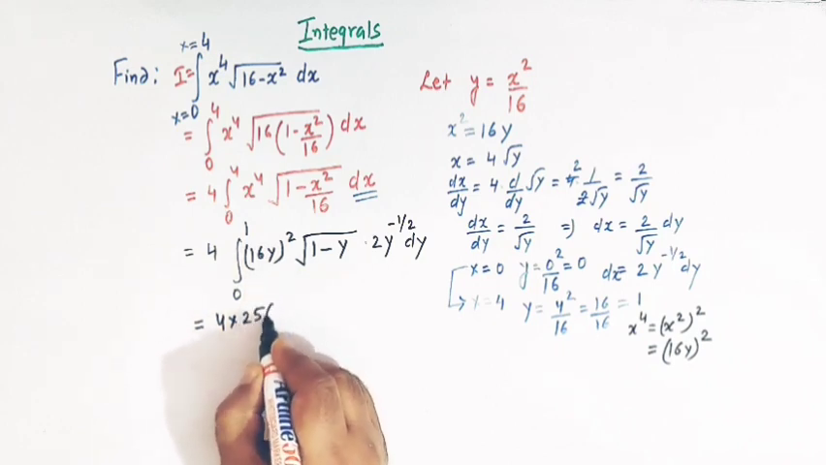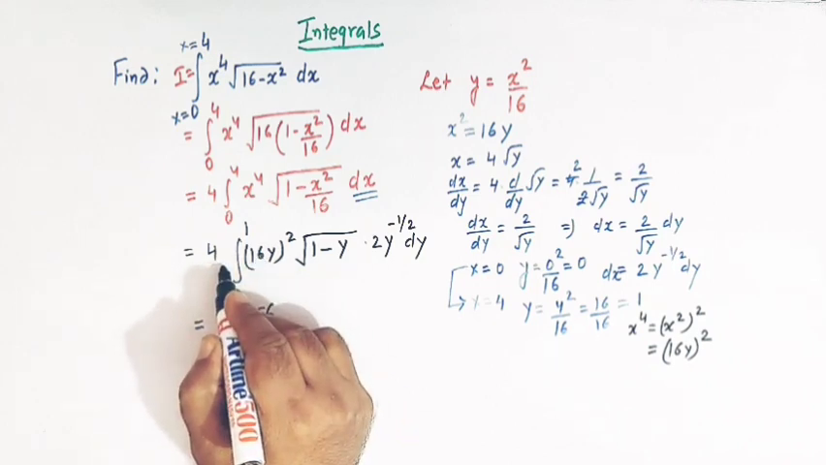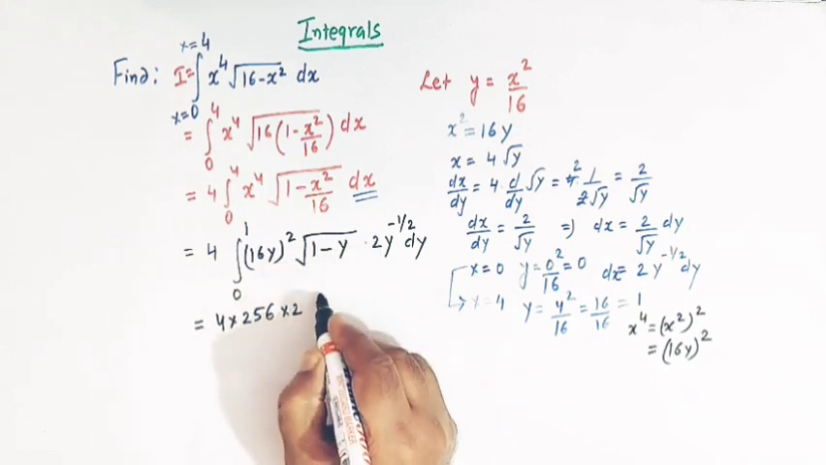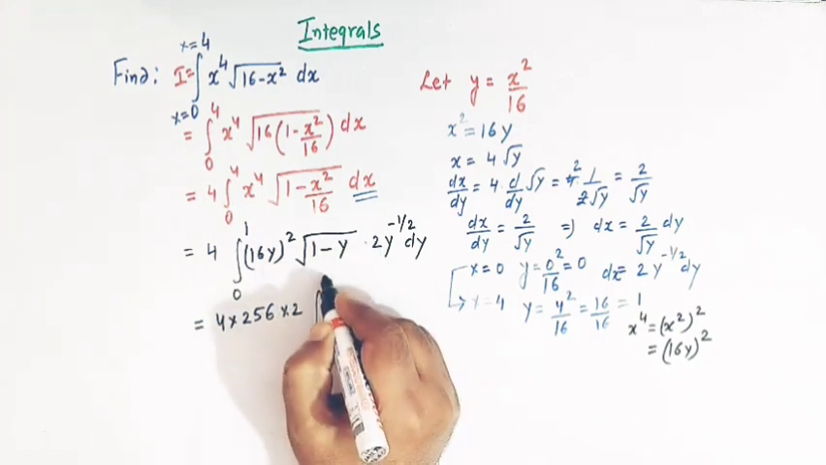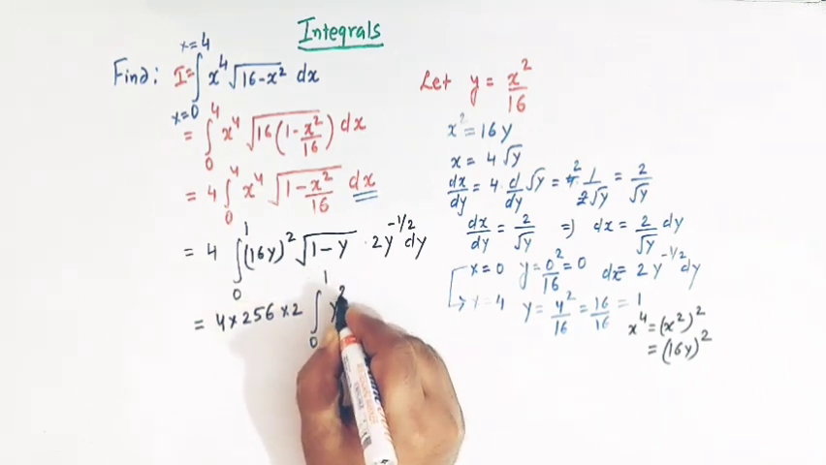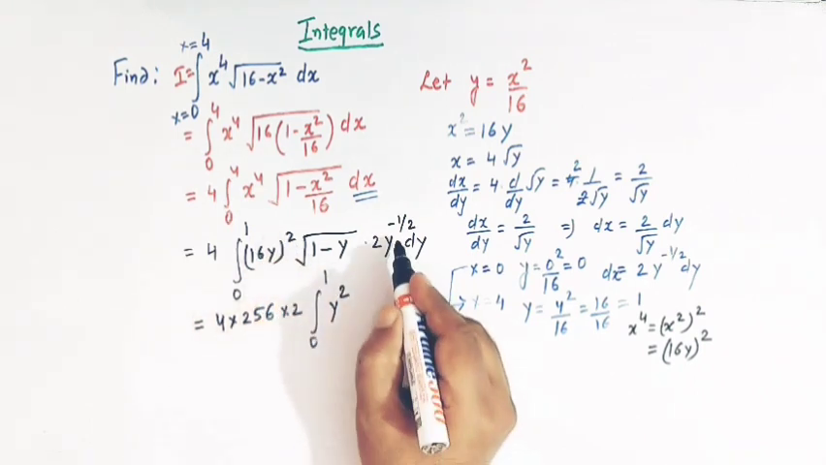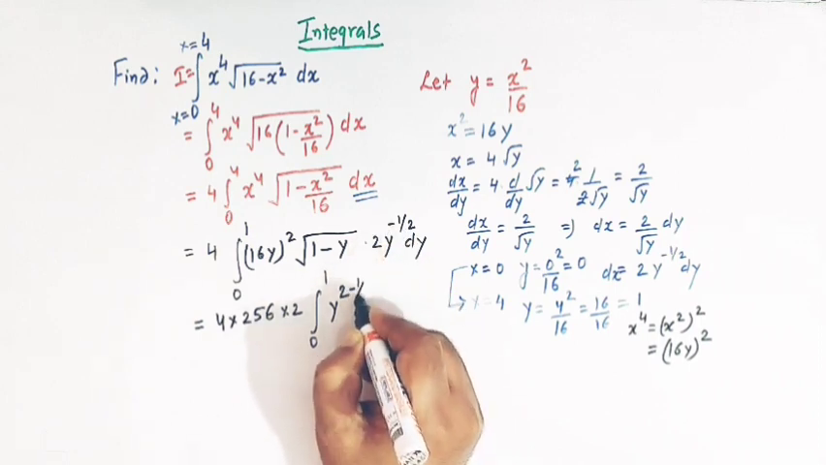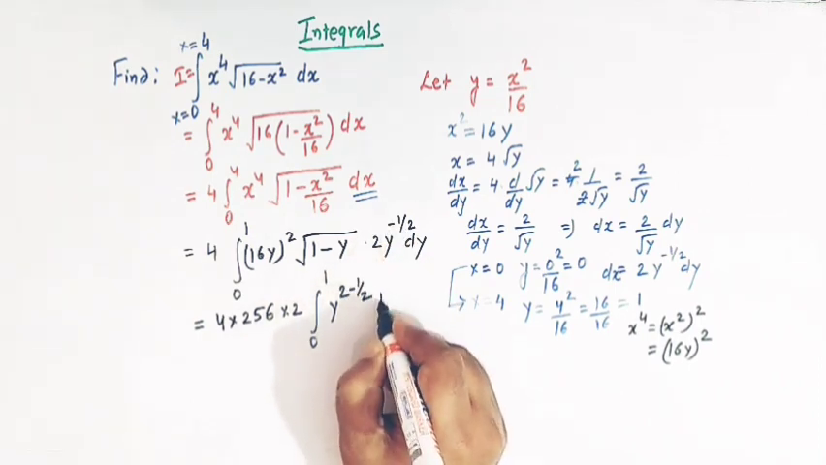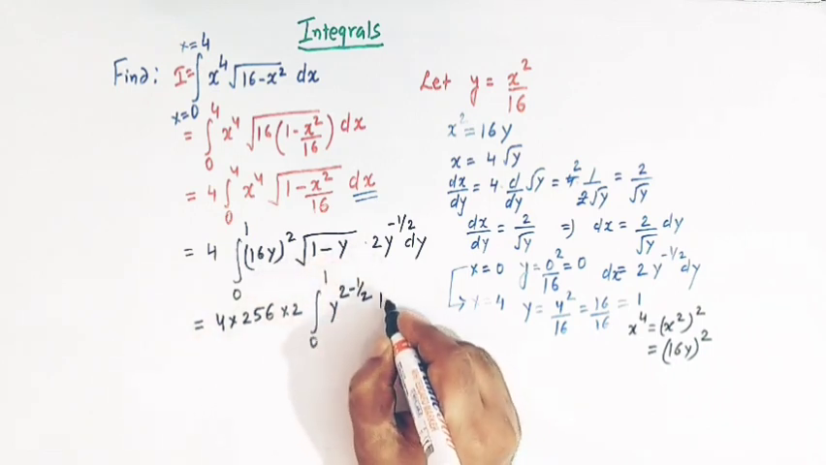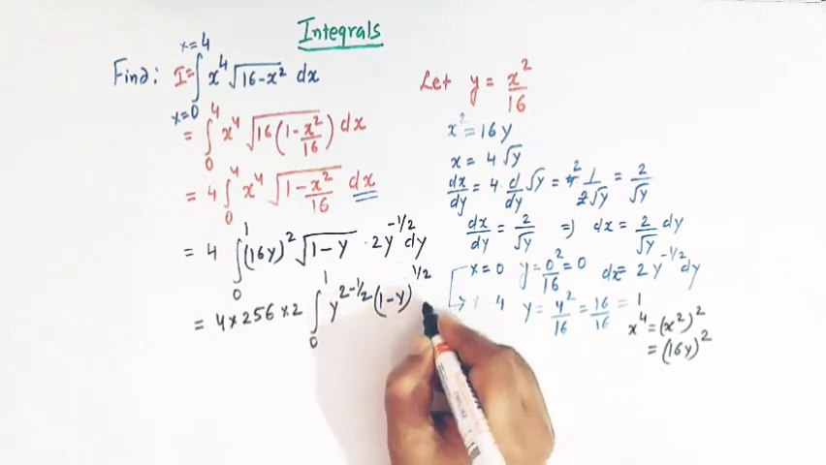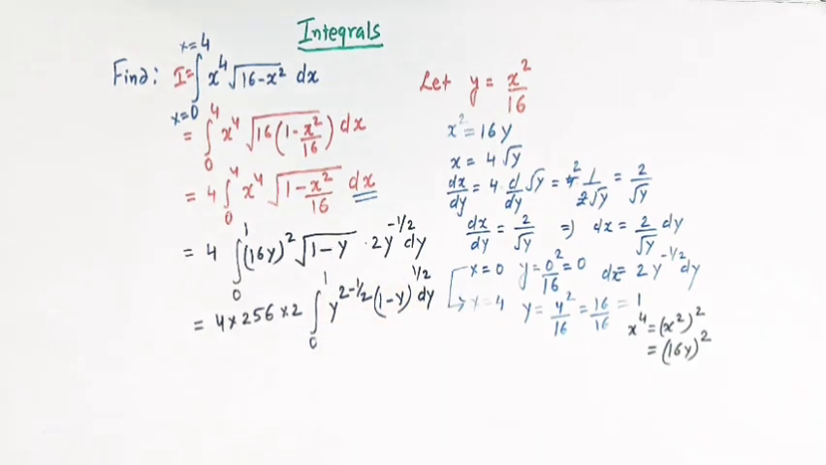So we can write 256 outside the integral sign, and we can also take this 2 outside the integral. Now we have the integral from 0 to 1, and here we have y square, and y raised to minus half. Then the square root of 1 minus y can be written as 1 minus y raised to half, and here we have dy.